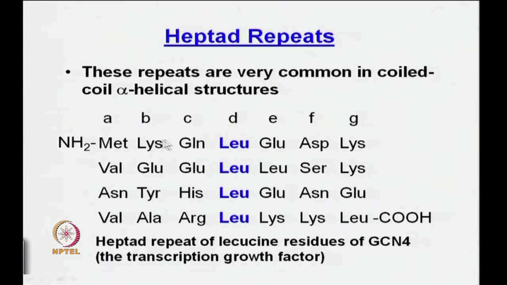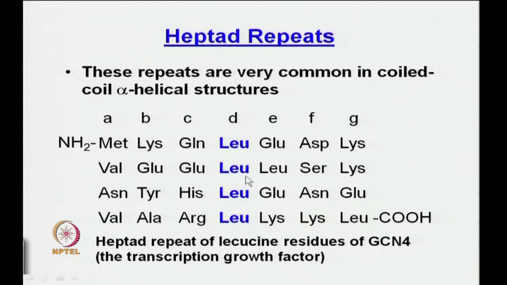Now, if you look at the different amino acids, what you will soon see is, if you go from A to G, if you follow my arrow, this NH2 is the N terminus, and then COOH is your C terminus. Now, as I was telling you, this is for a specific protein. This heptad repeat is of GCN4. It is a transcription growth factor, a helical coiled-coil peptide.